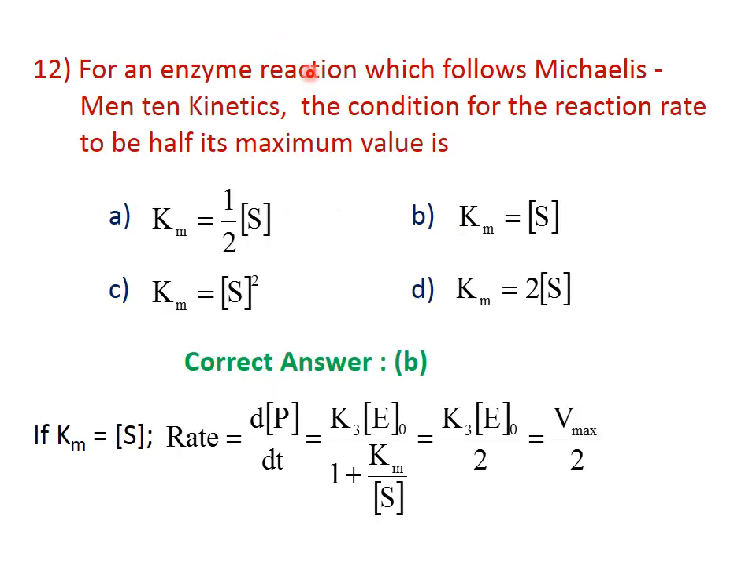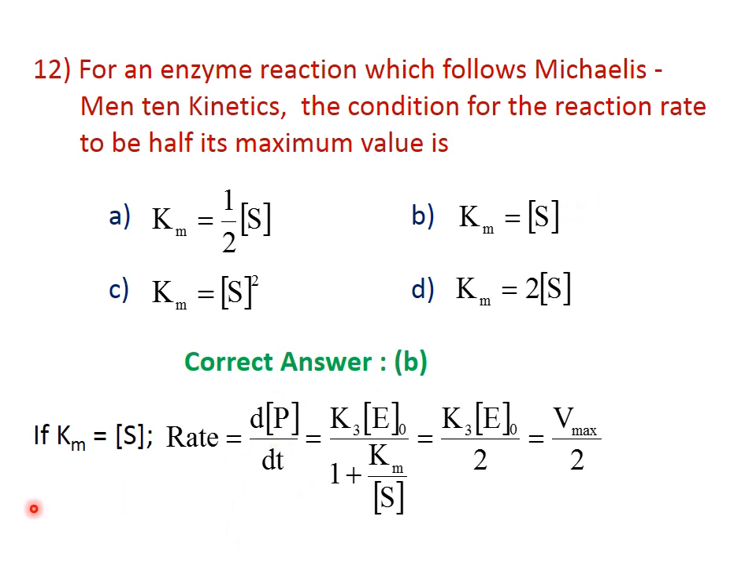When the enzyme reaction follows Michaelis-Menten kinetics, the condition for the rate to be half of its maximum value. Half of the maximum rate க்கு half of the maximum value இருக்கணும்னா அதனுடைய condition என்ன? இது already பார்த்துட்டோம். B will be equal to Km equals S. இது the correct condition. Correct answer is B.